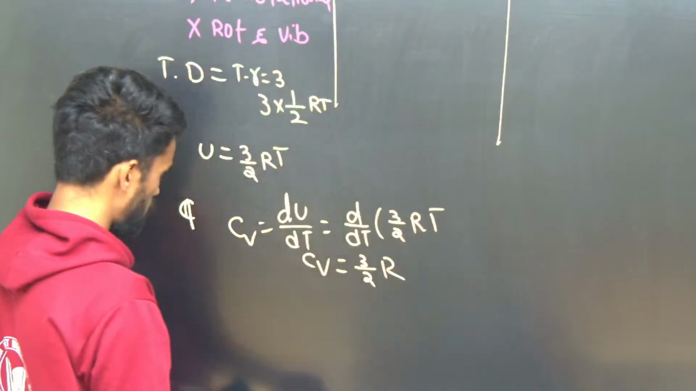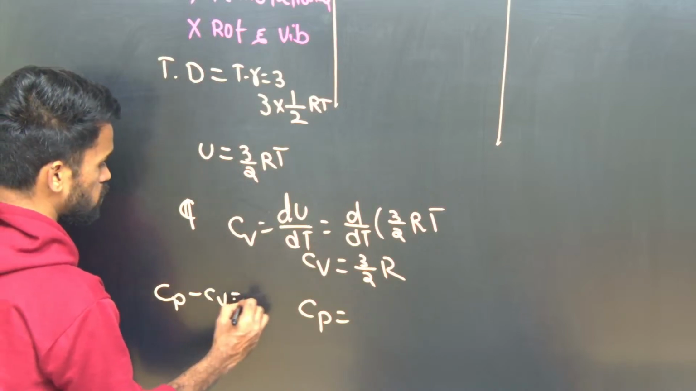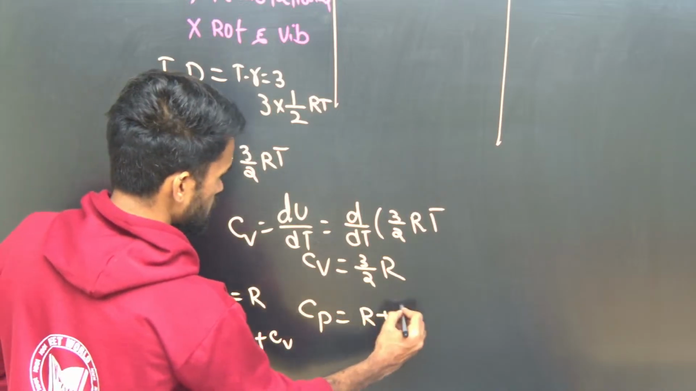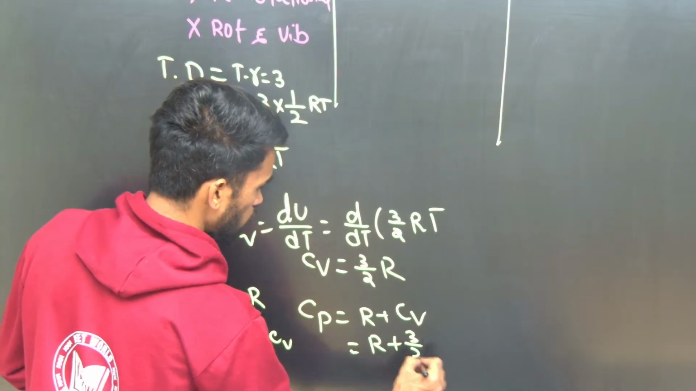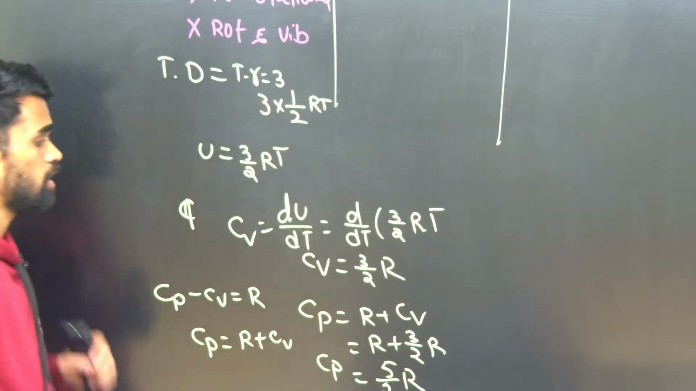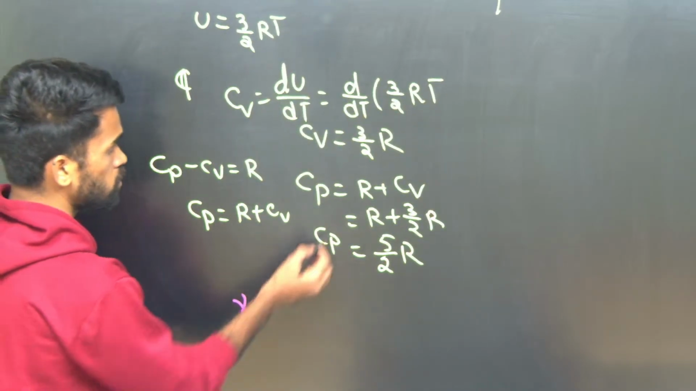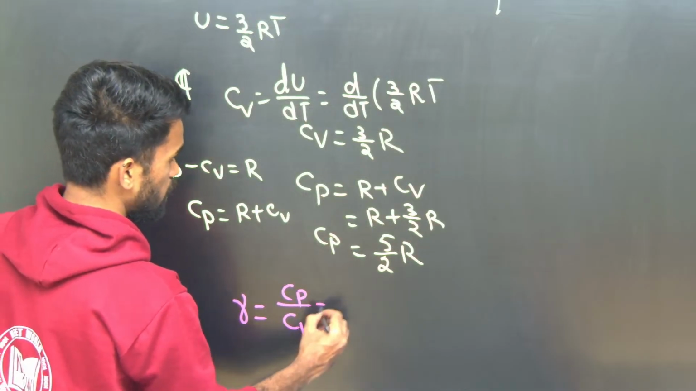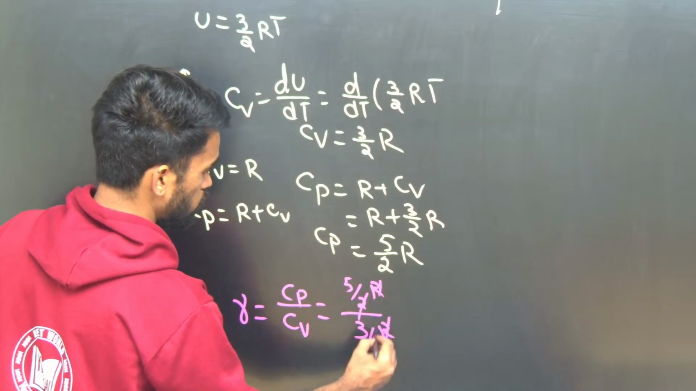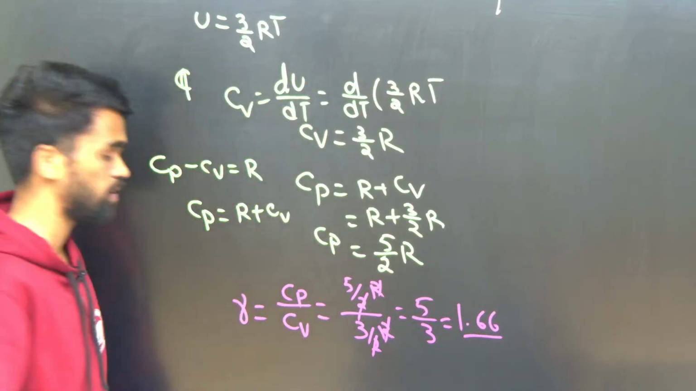Similarly, if I ask for CP, what could be your answer? CP minus CV equals R. Therefore, CP will be R plus CV, that is R plus 3/2 R, that is 5/2 R. Now if I ask you what is the Poisson's ratio for this monoatomic gas, simply take gamma equals CP by CV, that is 5/2 R over 3/2 R. The R's cancel, so this is 5/3, so you can simply write it as 1.66. What is the Poisson's ratio for monoatomic gas?